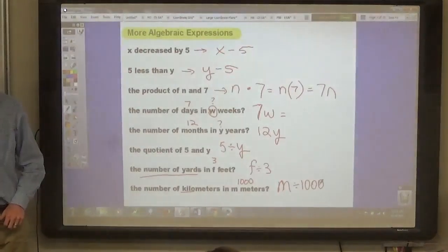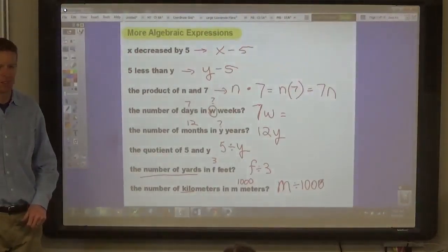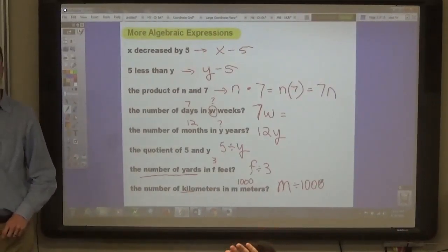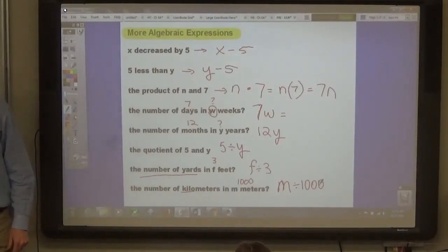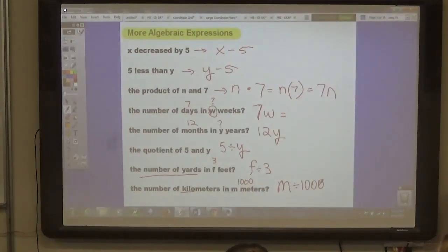A number increased by 32. Number 8. Abby? N plus 32. N plus 32. 3.5 decreased by some number. Jeremiah? Where's the assignment? Oh, we better find that. Okay, starts with number 8.